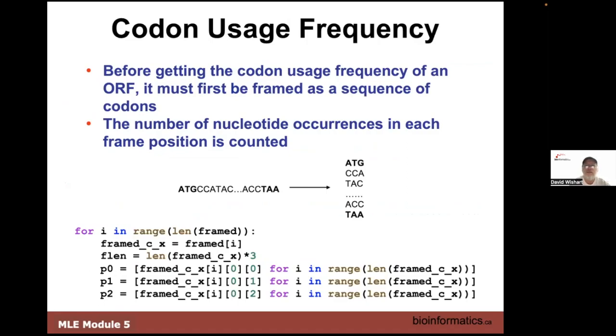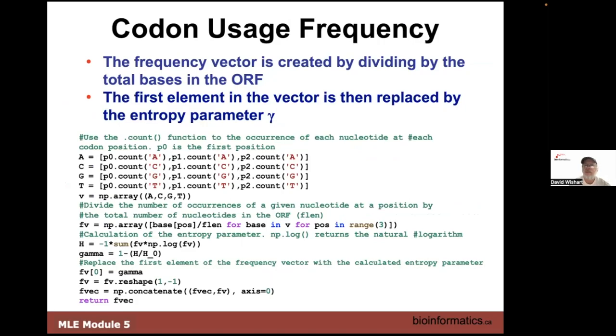So this is the code that's used to help with the calculation of the codon frequency and the number of nucleotide occurrences in each frame position. And then, of course, we have to calculate this over the length of the total open reading frame. We have this entropy parameter gamma, which we showed you how to calculate, and that's 1 minus h over h naught. As I said, it's an algorithm that was developed in the 80s. We're just simply implementing it, but it is a feature.